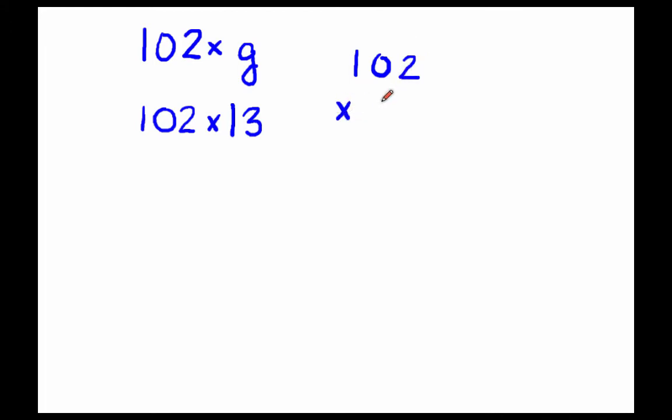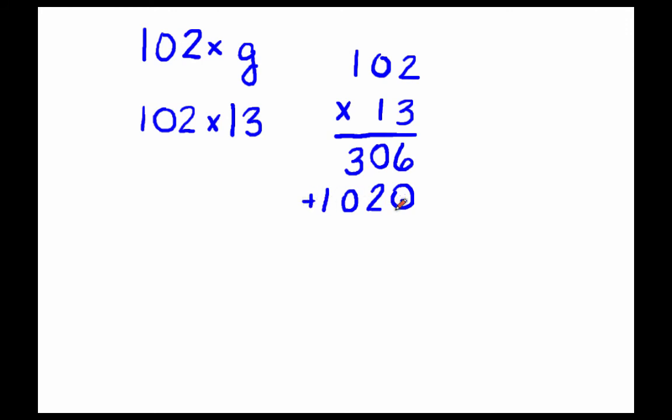102 times 13. First we multiply 2 times 3, we get 6, 3 times 0, and we get 0, and 3 times 1, and we get 3. And we can't forget to put our 0 down at the bottom. And now we do 1 times 2, and we get 2. 1 times 0, and we get 0. And 1 times 1, and we get 1.